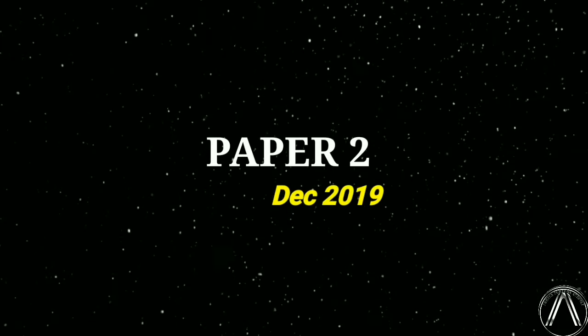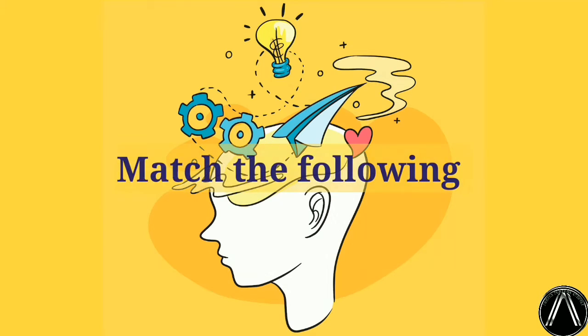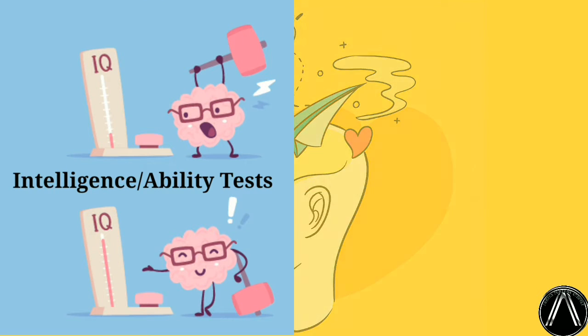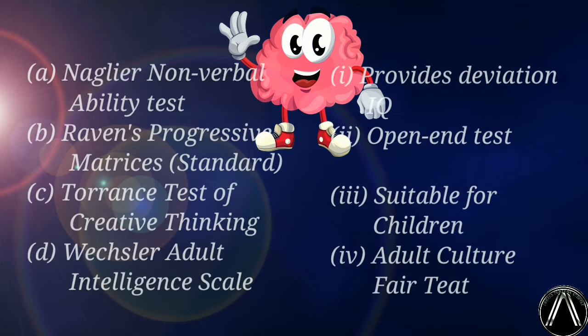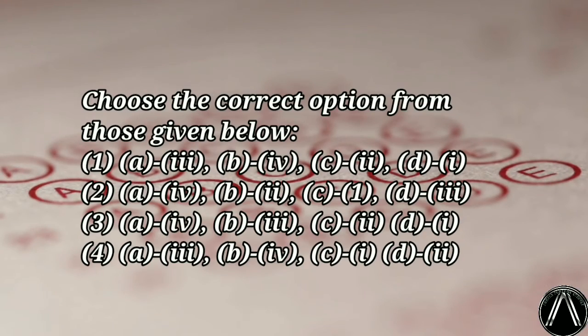Paper 2, December 2019, question number 18. Match the following: intelligence and ability tests with associated features. So these are the options. We gotta match them properly. So in order to do that, you need to know all about them. And we try to keep it simple and interesting.